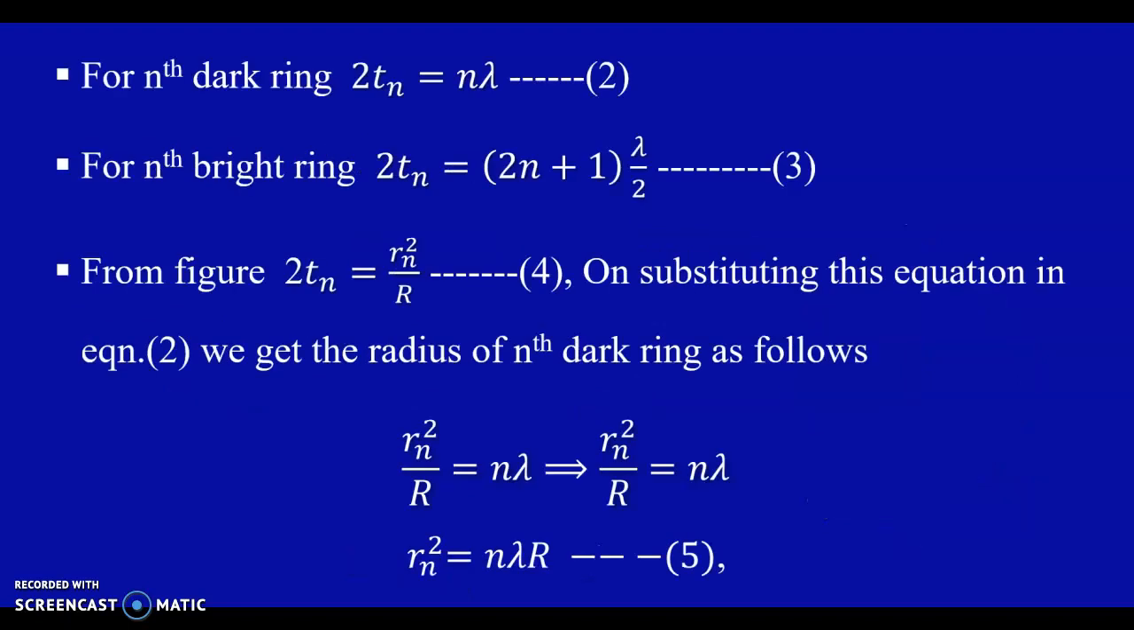For the nth dark ring, 2Tn is equal to n lambda. For the nth bright ring, 2Tn is equal to (2n plus 1) lambda by 2. Here from geometry, 2Tn is equal to Rn square by R. On substituting this in equation 2, we get the radius of the nth dark ring. Instead of 2Tn, we write Rn square by R. Let us equate these two equations. LHSs are equal, so let us equate the RHS.